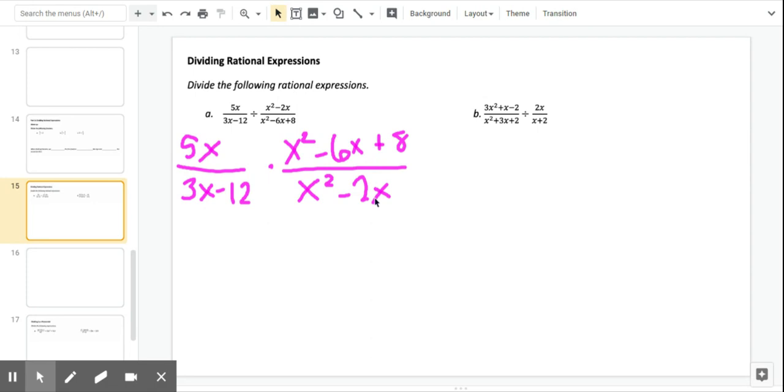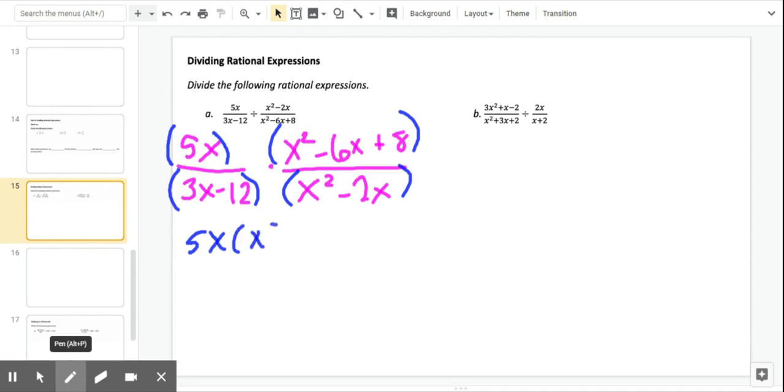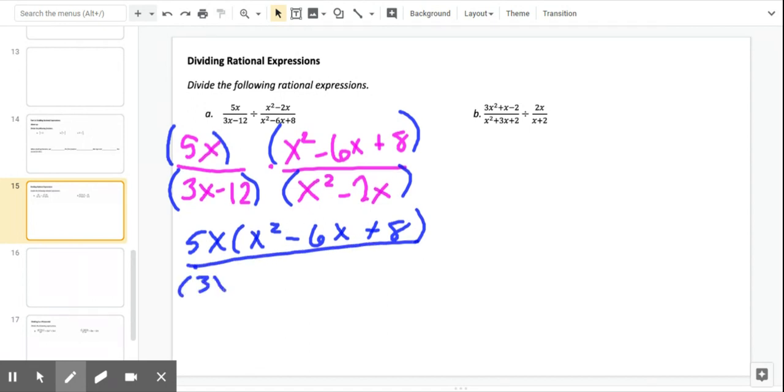And now that we've done this, it's just a multiplication problem. So we just treat it like we did with those multiplication problems in the last part of this section. So we group the polynomials to keep them together. And then we have 5x times x squared minus 6x plus 8 over 3x minus 12 times x squared minus 2x. And now we factor.